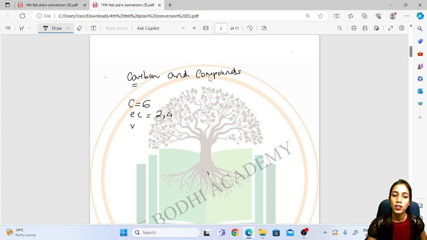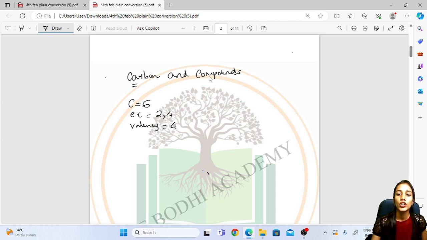Now, what will be the valency of carbon? What do you mean by valency? Valency is the number of electrons which you will remove from the outer shell, or take, so that you get a completely filled outer shell. The last shell contains 4 electrons. To attain a completely filled shell, I will need 4 more electrons over here. So the valency of carbon is 4.